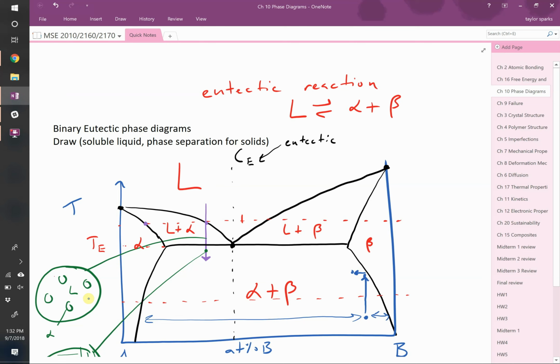Yeah, liquid would be the same. If you were up here in this liquid region, you could move it around and you're always just going to have liquid. The composition will change, the temperature will change, but you still have 100% liquid. Okay? Okay, let's keep moving.